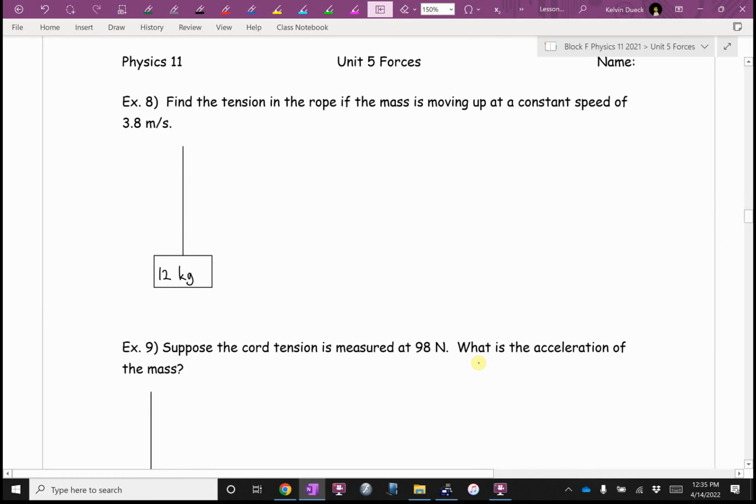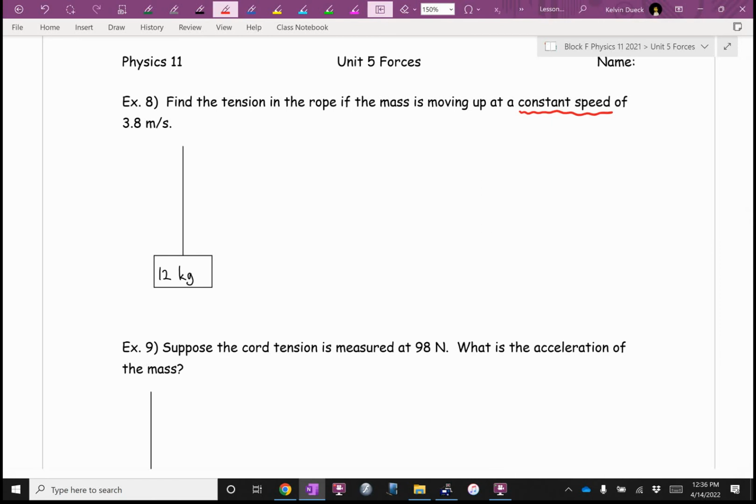Example 8. Find the tension in the rope if the mass is moving up at a constant speed. You know what? Constant speed is one of those trigger phrases that I would make a mental note of always. In fact, I'll usually just underline it in real life. Okay. Aiden, what's this question asking me to find?